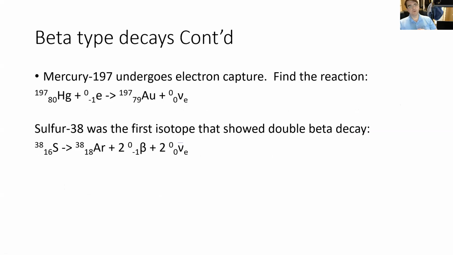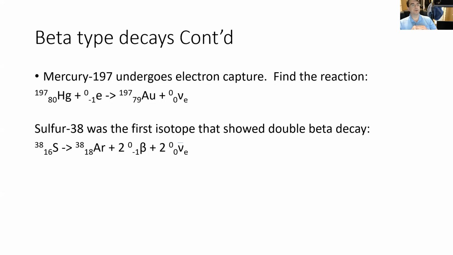Electron capture, mercury-197 will undergo electron capture. To get that reaction, that's the one where we do have an electron on the left, because the nucleus in electron capture does absorb a real physical electron that's buzzing around the atom in that process. So that is gained by the nucleus.